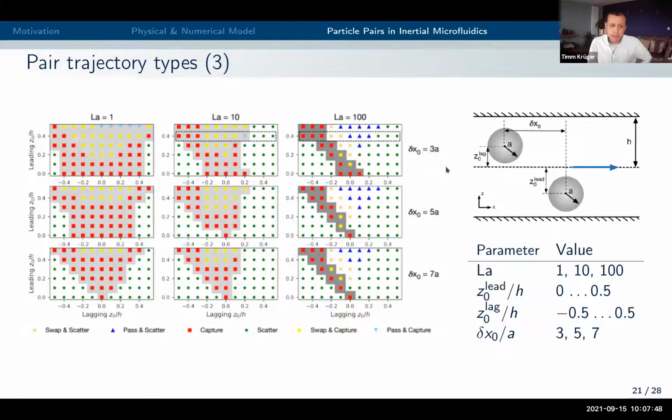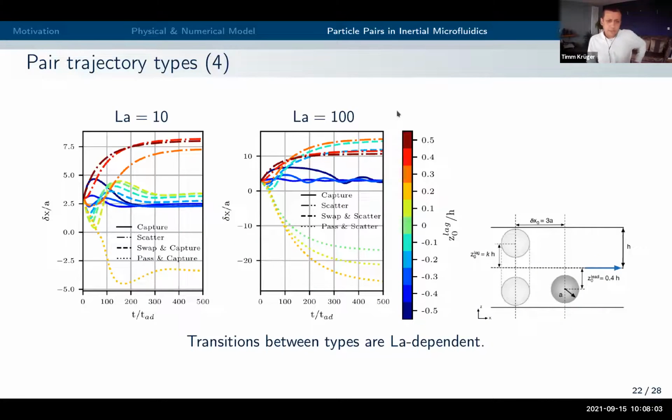So softer particles give you a much larger opportunity to form a pair because the number of initial conditions leading to something like a pair is much, much larger than for more rigid particles. And I think that is very important. Now we can look at different trajectory types and how they change when you change, for example, the lagging position.